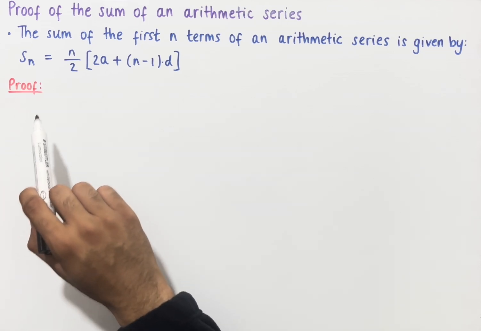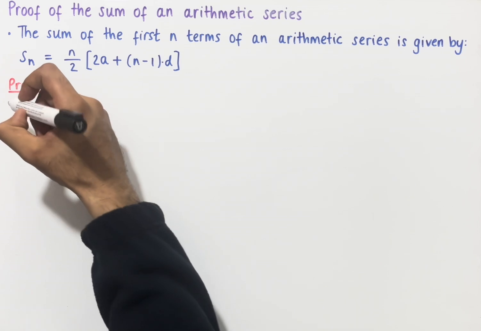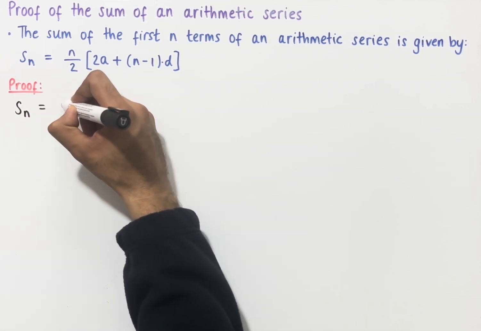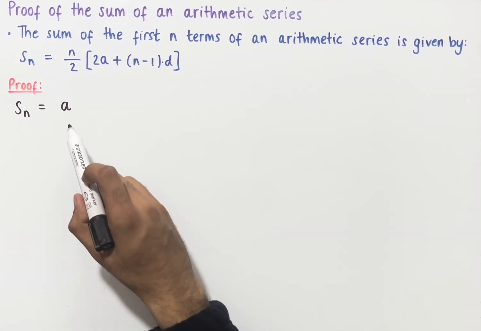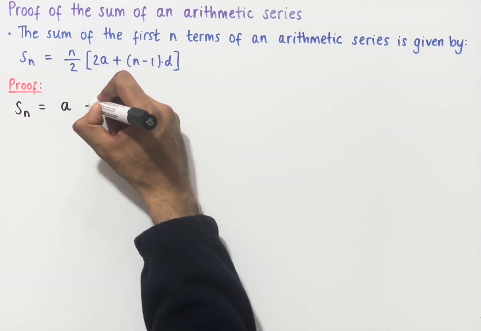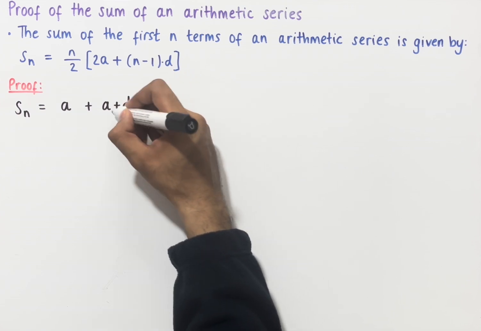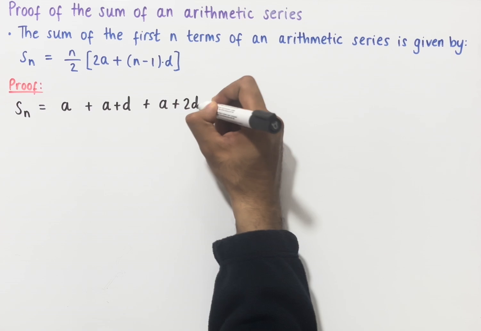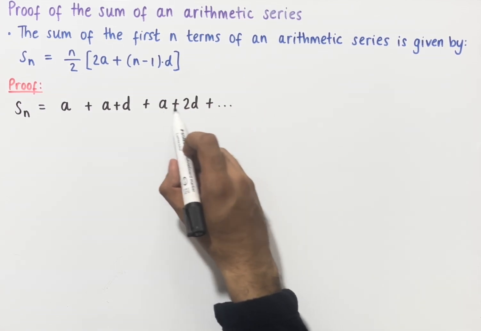So for this proof, we're looking at the sum of the first n terms of an arithmetic series, which we label as Sn. Now in this series, the first term is labeled as a, and to work out the next term, we add on a common difference, which we label as d. So the next term after this would be written as a plus d, and then to work out the next term after this, we would add on d here to give us a plus 2d, and then this would repeat. So we can add on an ellipsis to indicate that there are terms in between.